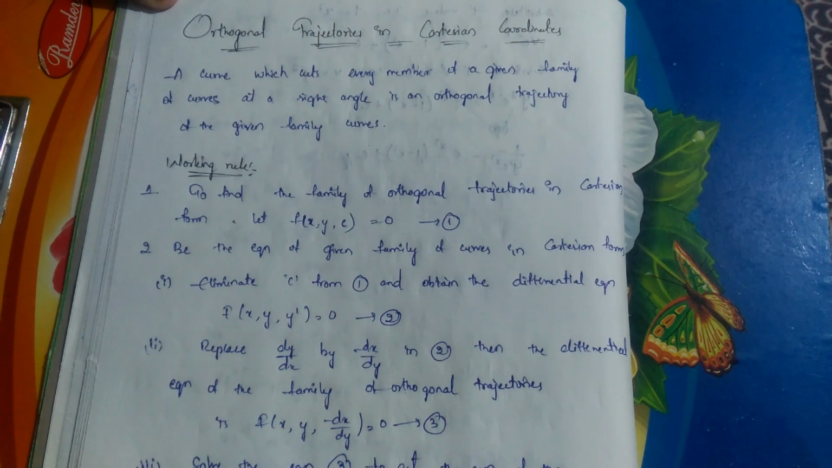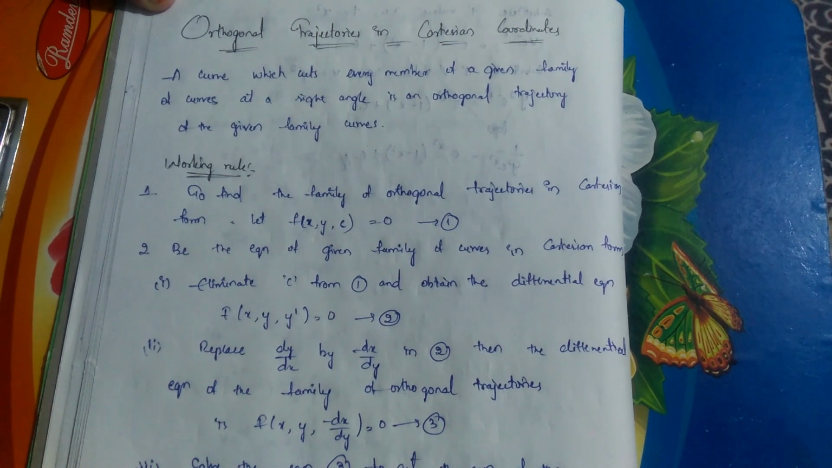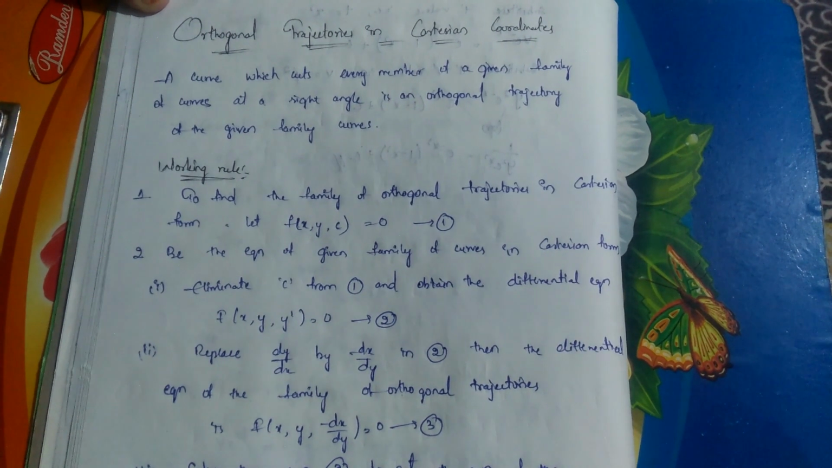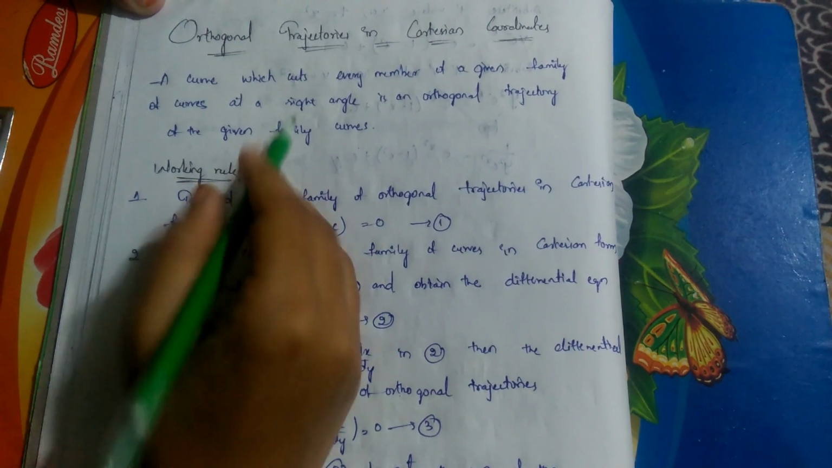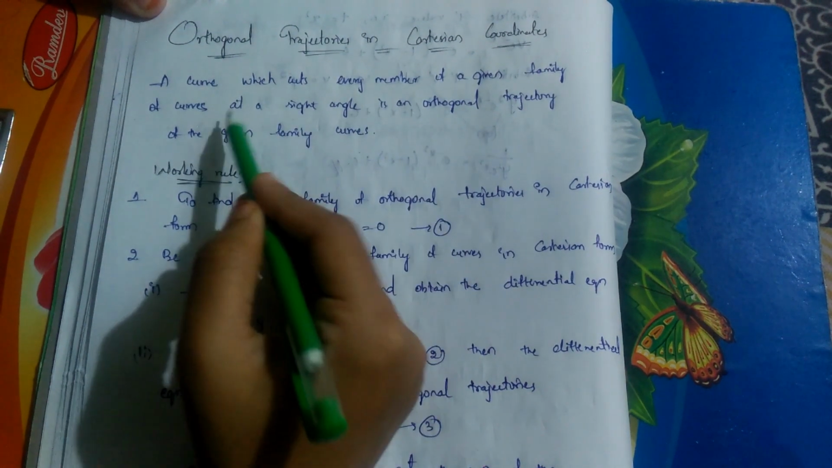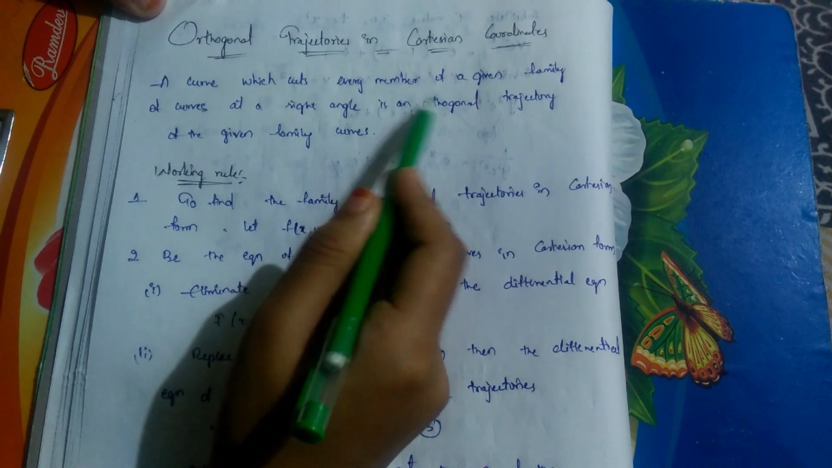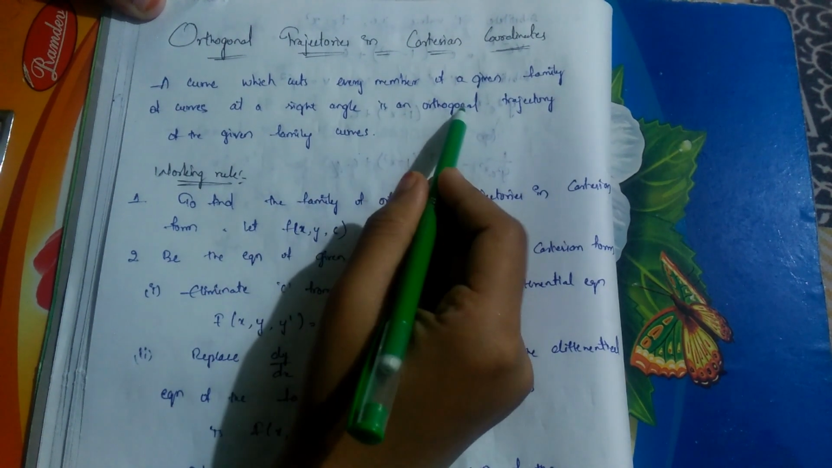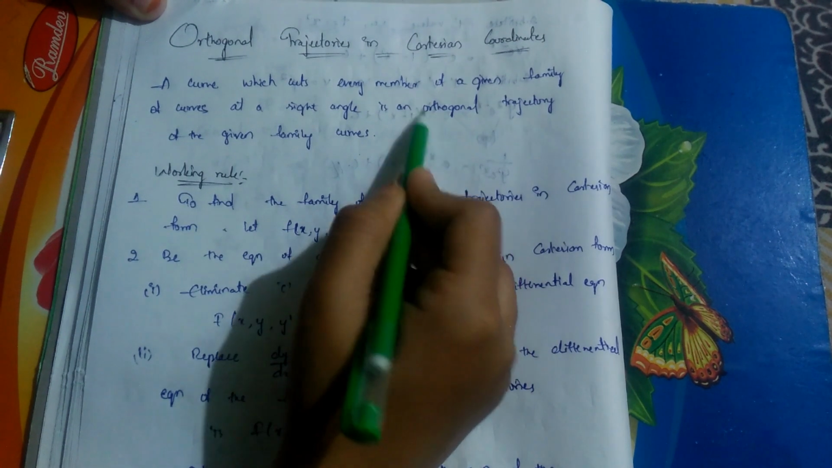Here we shall go with the other new topic, that is orthogonal trajectories in Cartesian coordinates. Here you can expect one question from this topic. A curve which cuts every member of a given family of curves at a right angle is an orthogonal trajectory of the given family of curves. So here orthogonal is nothing but 90 degrees.